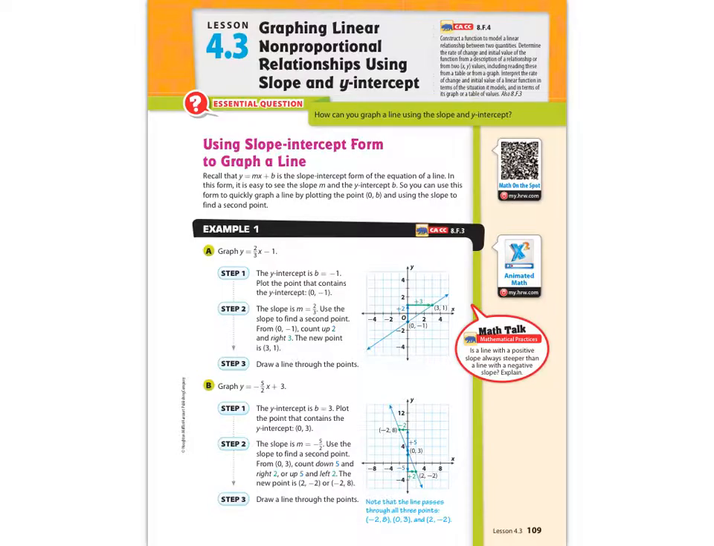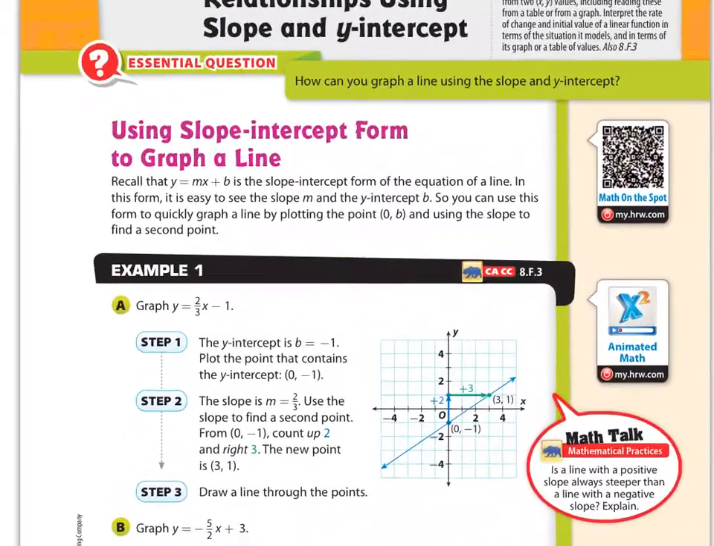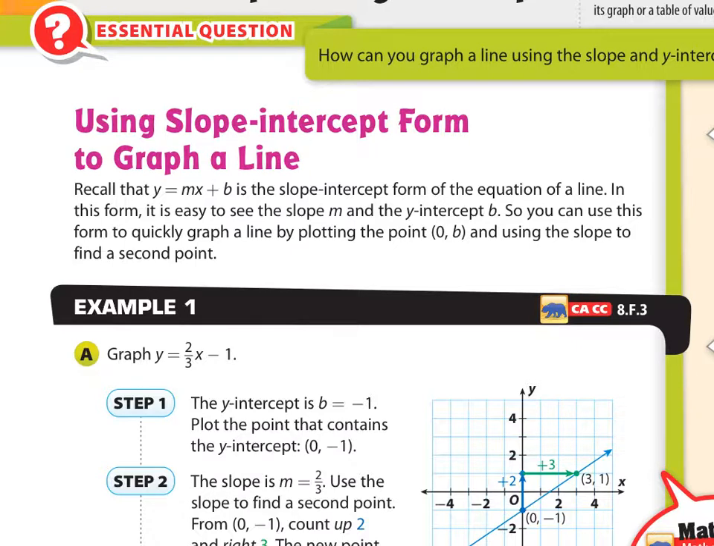If you recall from the previous lesson, this was just introduced: y equals mx plus b, our slope-intercept form. The m is our slope, or the rate of change, or the change in y over change in x, also described as rise over run. The b is the y-intercept. The y-intercept, remember, is the point where the line touches the y-axis, or when x equals 0.